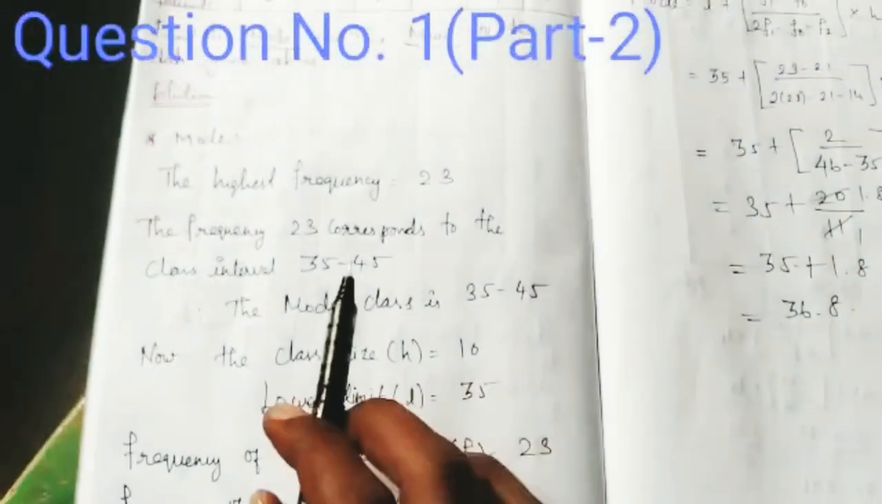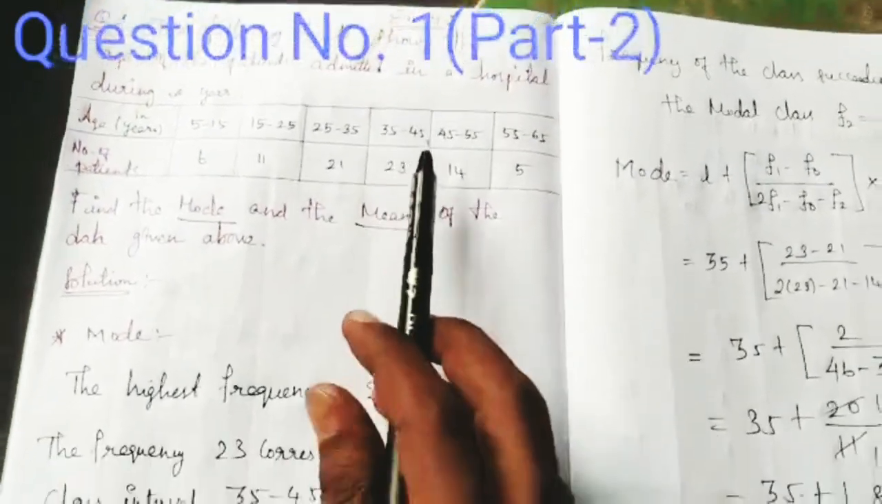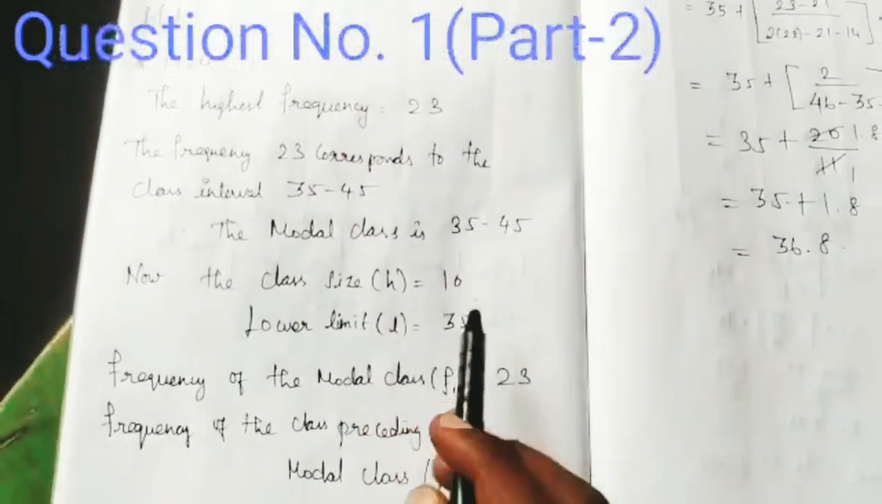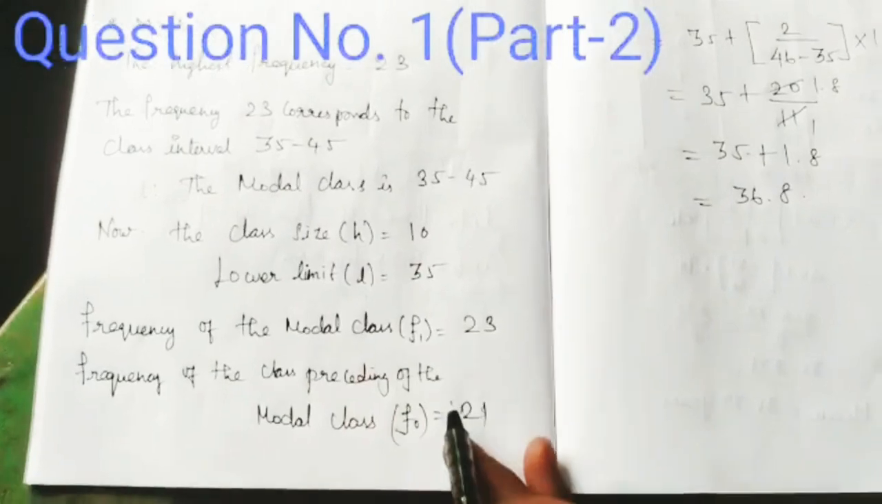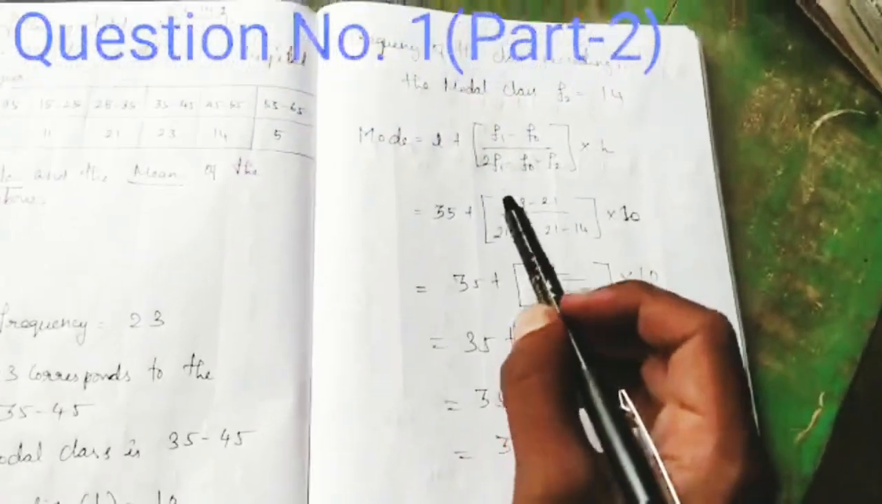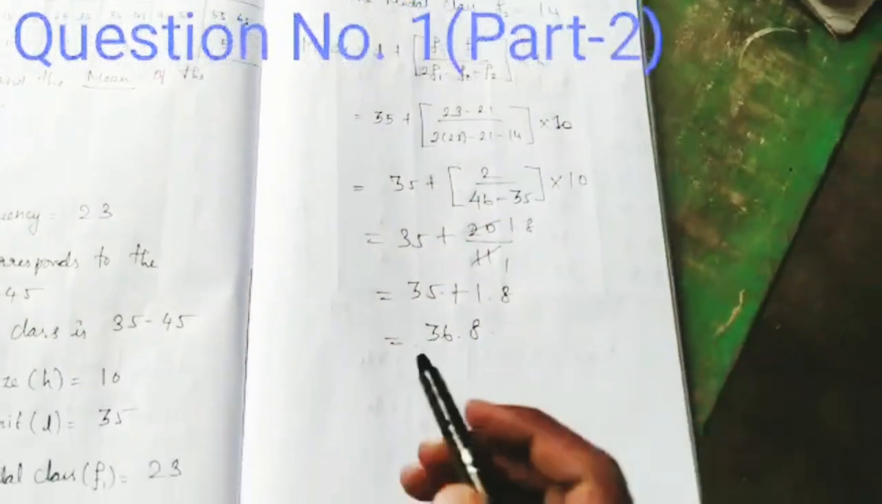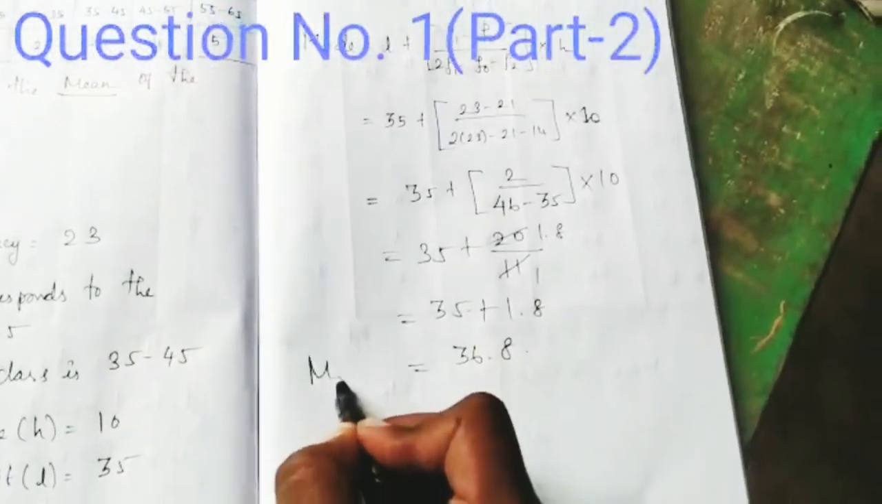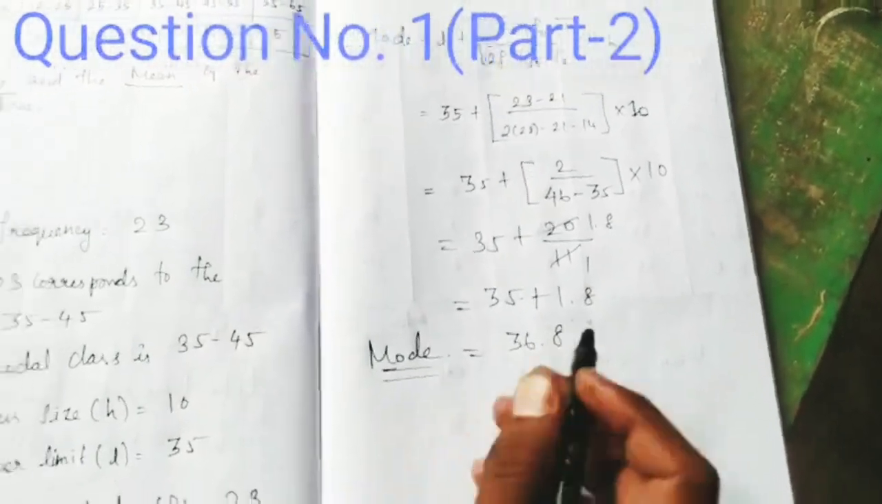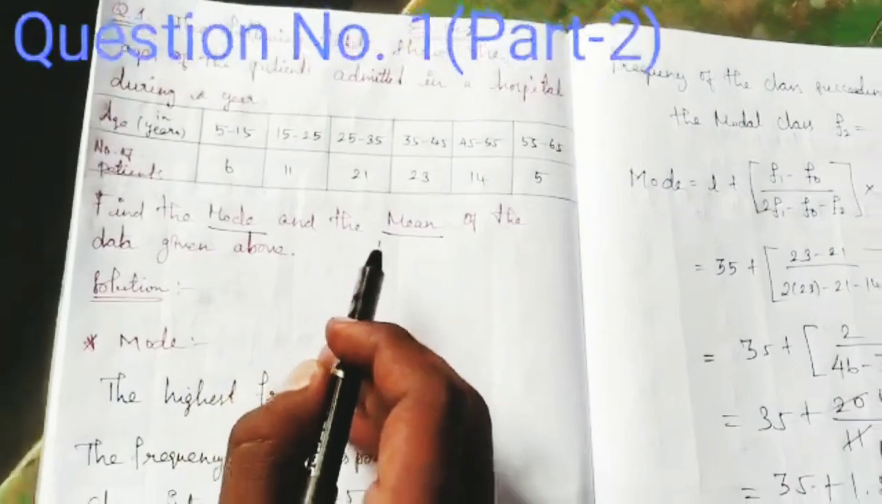So we have to find the values from the highest frequency and modal class, and these values H, L, F1, F0 and F2, and apply them in the formula to get the mode value. This is the mode value. And then they are asking for the mean value, so we also have to find the mean.